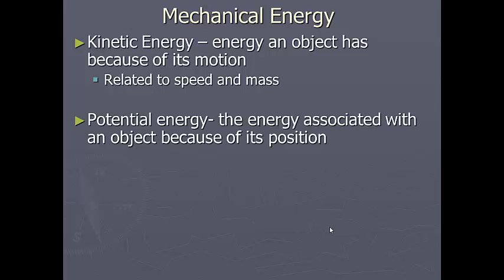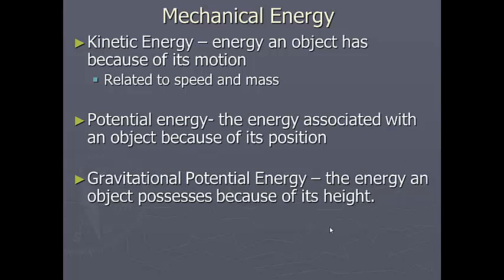Potential energy is the energy associated with an object because of its position. There are two types of potential energy: gravitational potential energy and elastic potential energy. Gravitational potential energy is the energy an object possesses because of its height. So an object on top of a mountain would have a greater gravitational potential energy than an object simply sitting on top of a table. And that's because the one on the mountain is higher up.